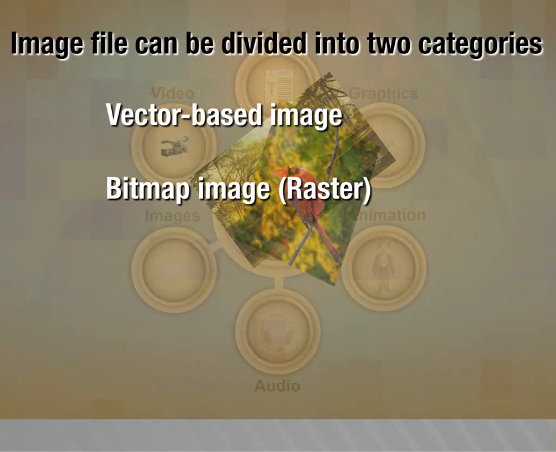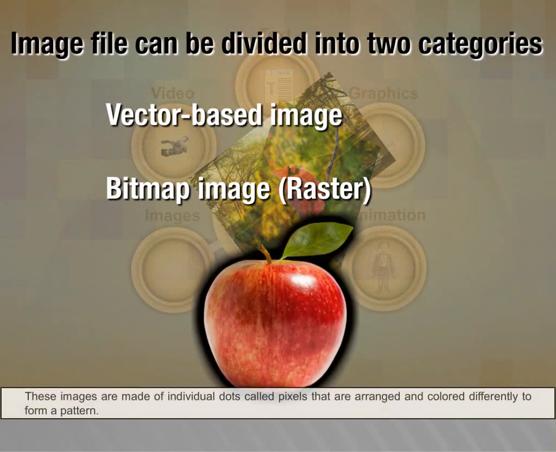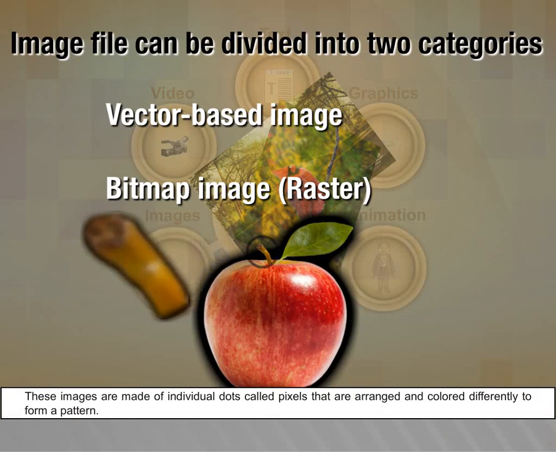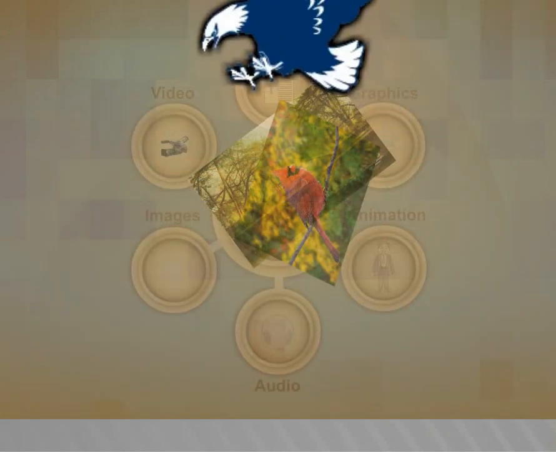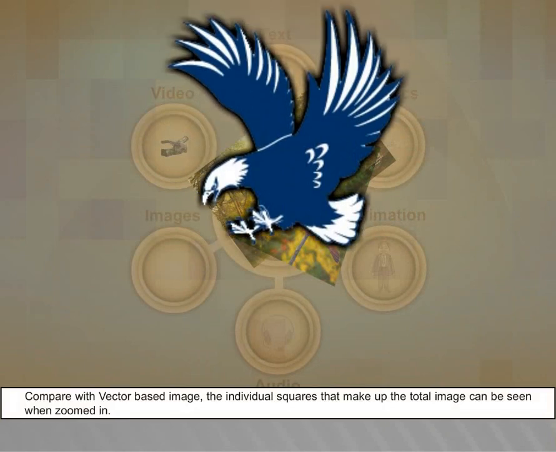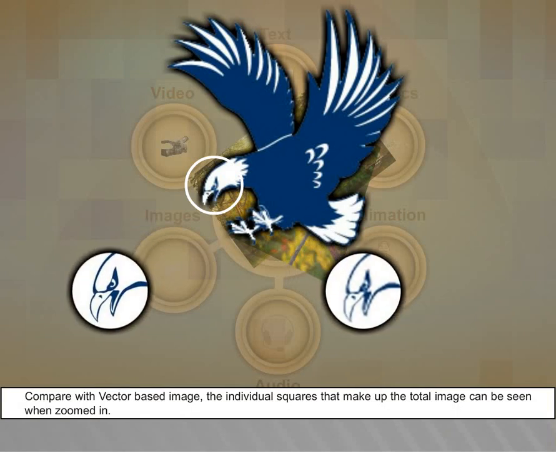Bitmap image, that is raster. These images are made of individual dots called pixels that are arranged and colored differently to form a pattern. Compared with vector-based images, the individual squares that make up the total image can be seen when zoomed in.